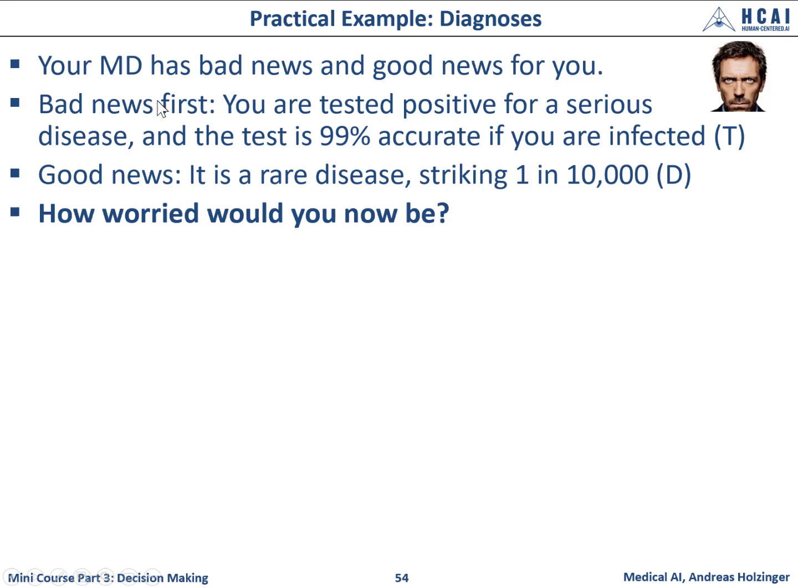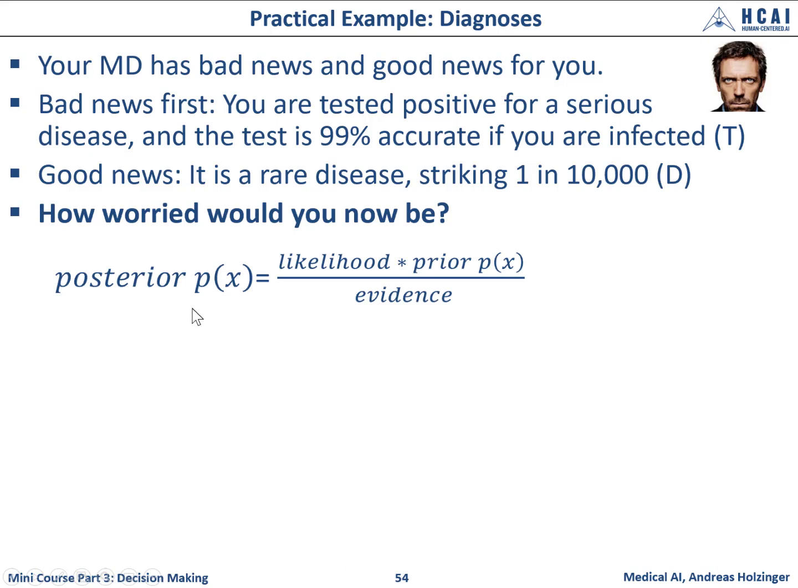So this is the fact. Again, bad news: 99% accurate if you are infected, and I emphasize if you are infected, okay? And good news: striking 1 in 10,000. Okay, let us now check. This is exactly this rule. Posterior is the likelihood times the prior through the evidence.